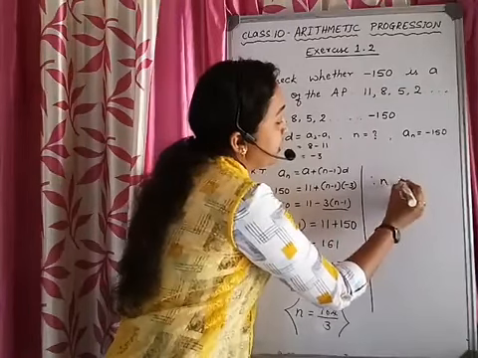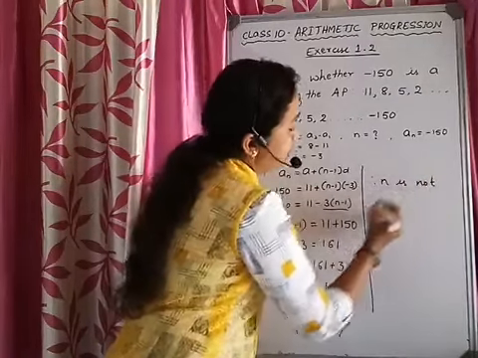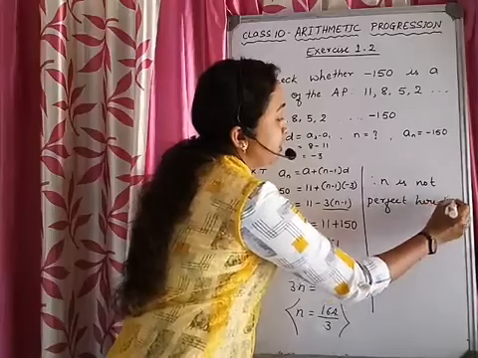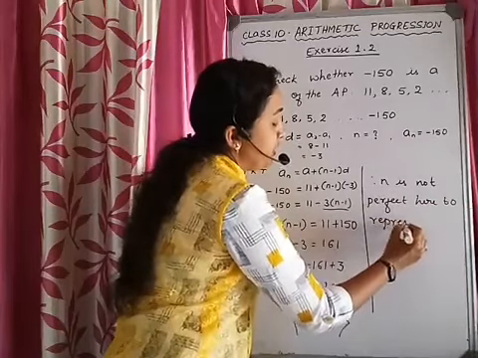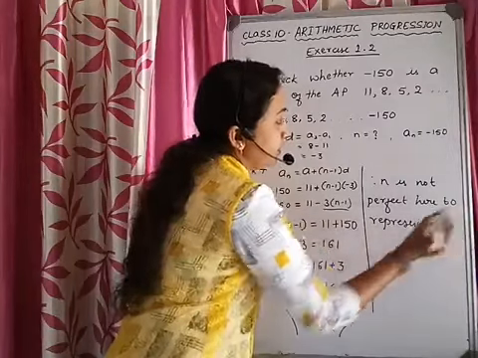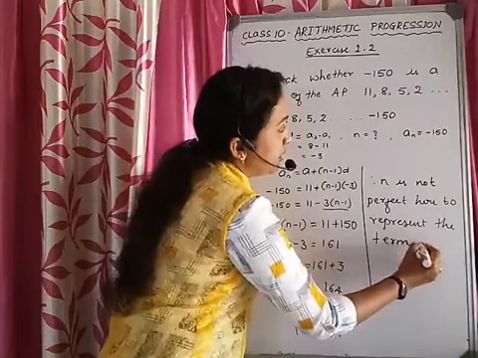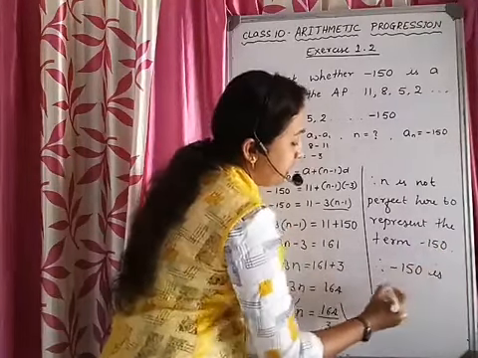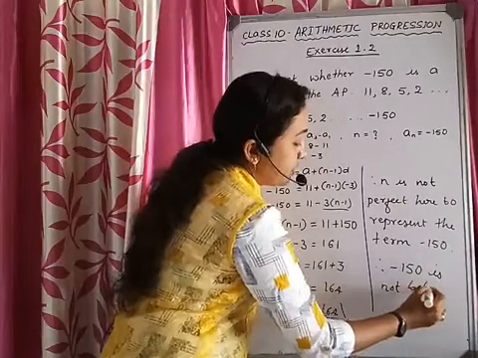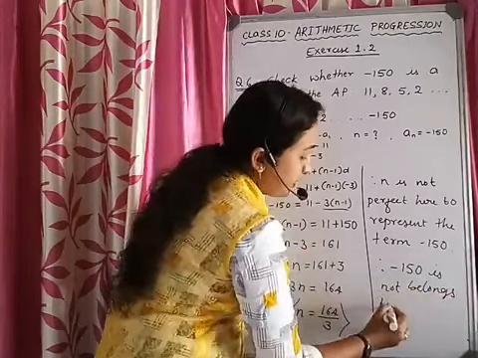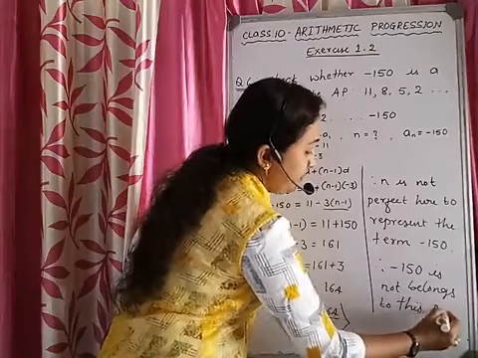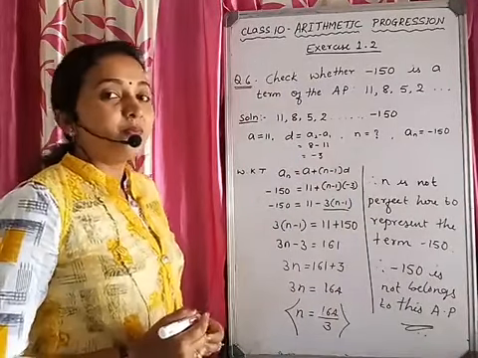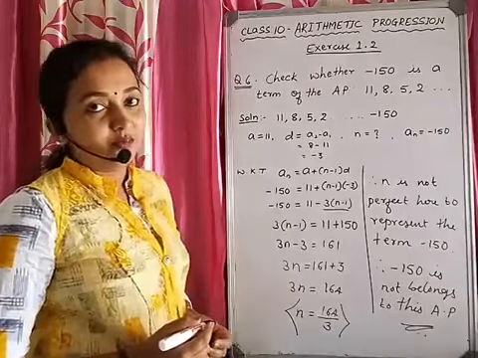Therefore, n is not perfect here to represent the term minus 150. Therefore, minus 150 does not belong to this AP. Do you understand, children? Okay, let us go for the next question.